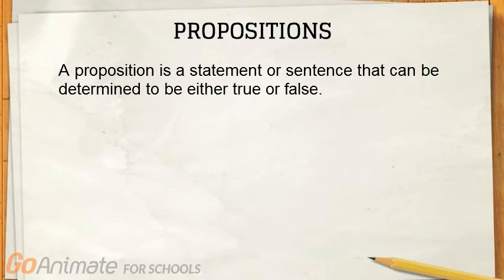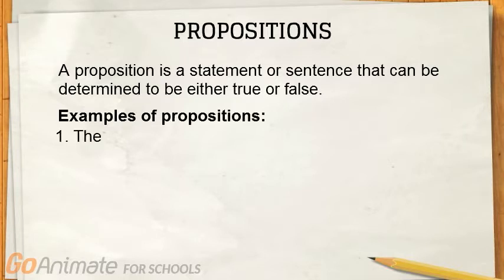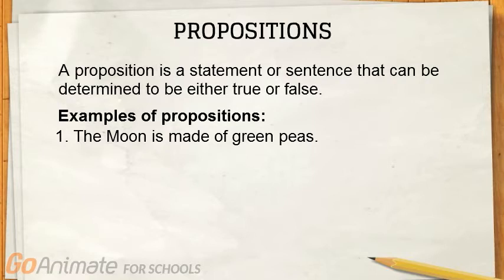Let's try some of the examples. The moon is made of green peas. Oh no. The moon is not made of peas. It's not right. Well done. You said it right. The sentence is false. This means that this statement is a proposition, although it is not true. As we know, a proposition is a statement that can be determined to be either true or false.